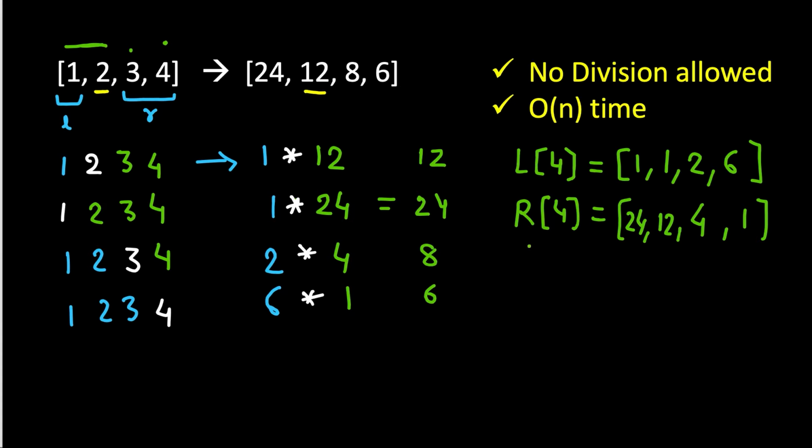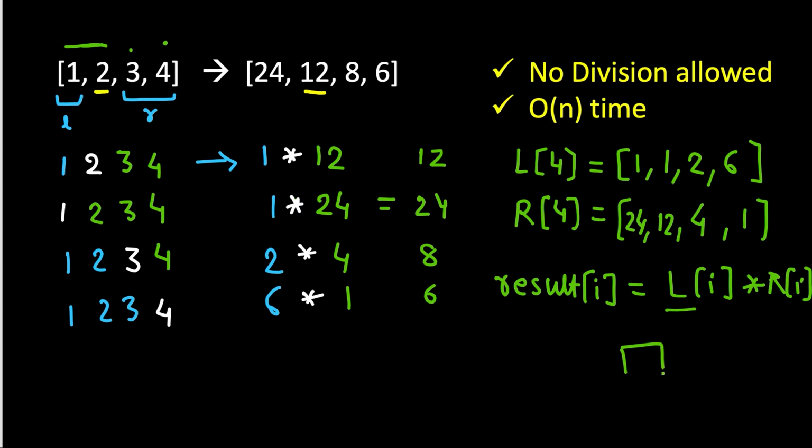So now we have the prefix and suffix product. In order to calculate the result of I, we will simply do Li times Ri. Why? Because if we are looking at this element I, Li denotes this part, the product of this part. And Ri denotes the product of this part. And that is what we are calculating. So we will simply do Li times Ri.